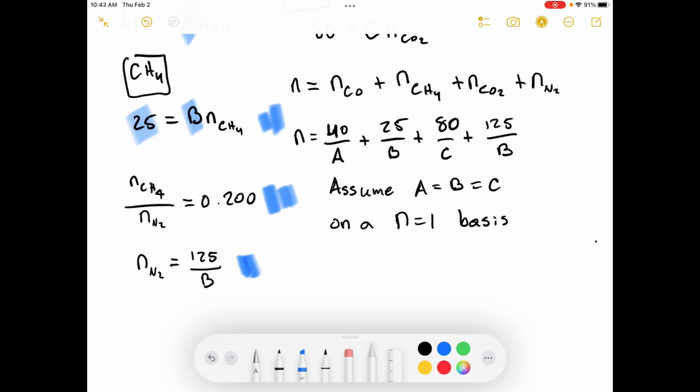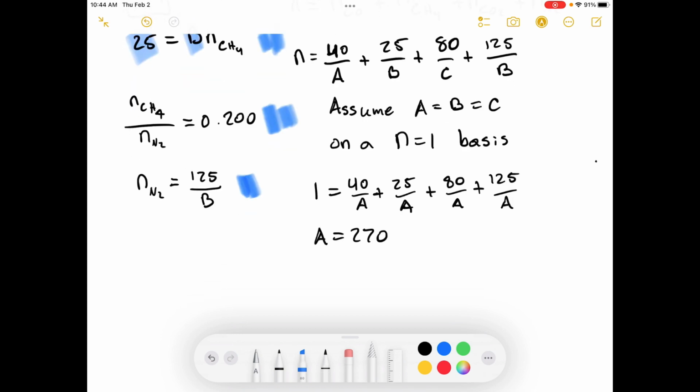We can also assume that we do this problem on a certain mole basis. If we assume that n equals 1, that we've sampled 1 mole of the gas mixture, then we can calculate what A is based off of that assumption. So we're doing this on a 1 mole basis, and we can calculate what A is. Using the two assumptions that we made, we've now calculated that the value of A is 270. Now that we know what the value of A is, and we're doing this on a 1 mole basis, we can calculate what all the mole fractions are.